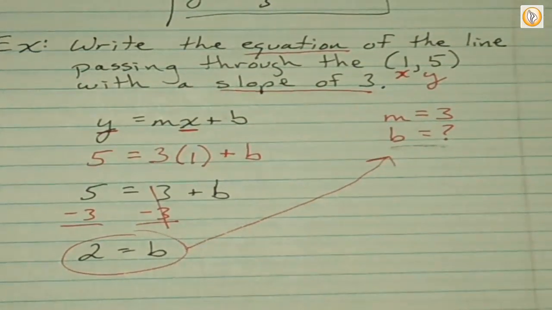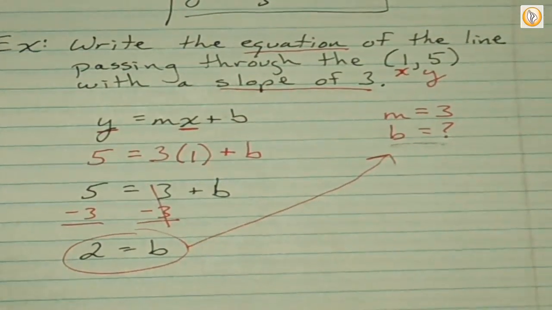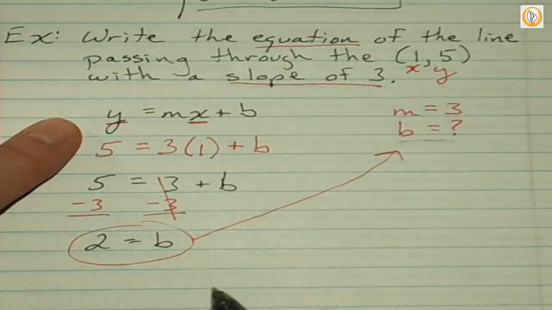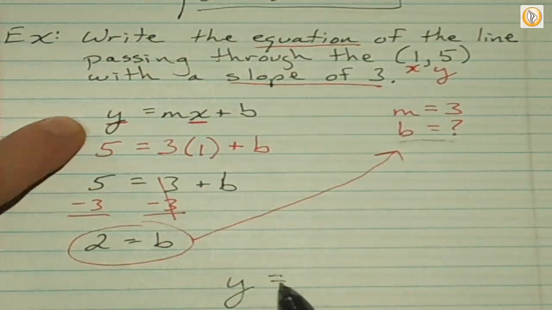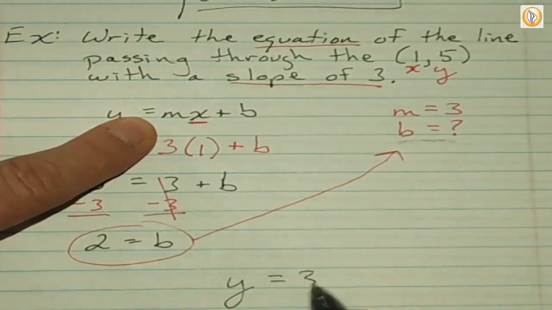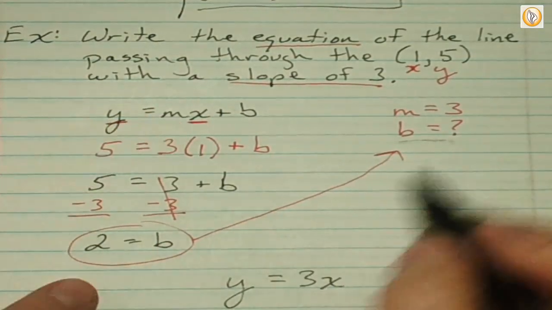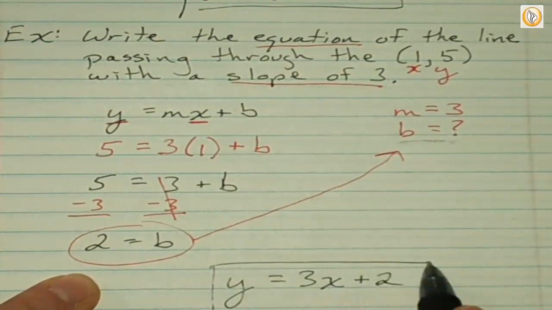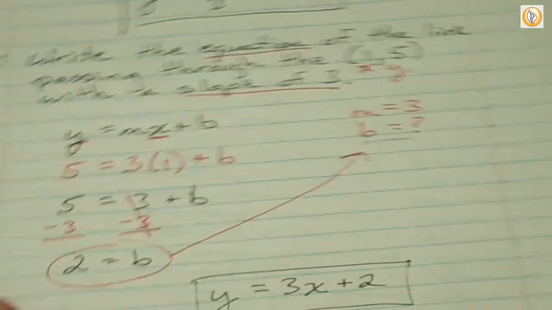Can I write my equation now? Yes, because it says write an equation. So I'm going to go back, rewrite this. Y equals, my slope is 3, x, and my b is 2. There you go.